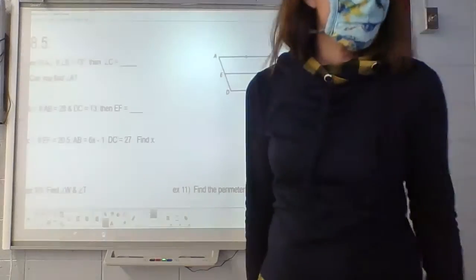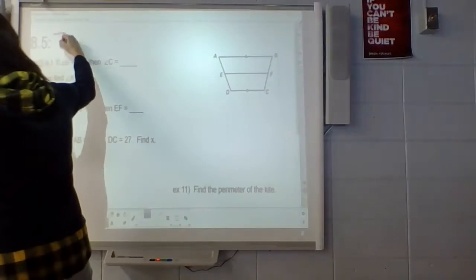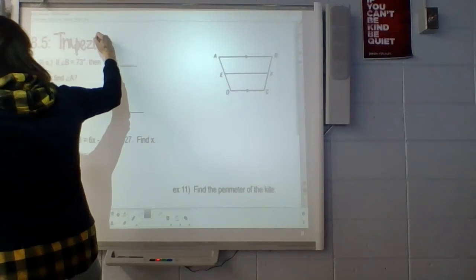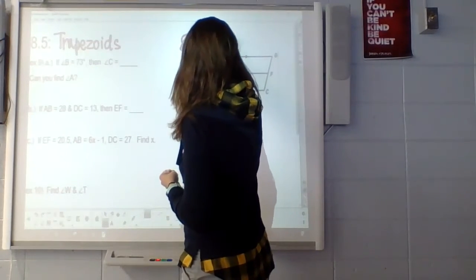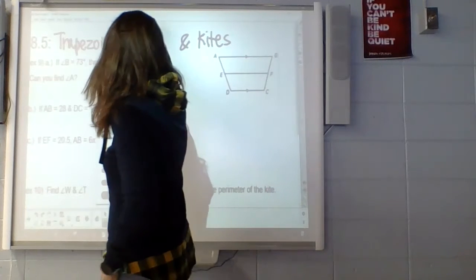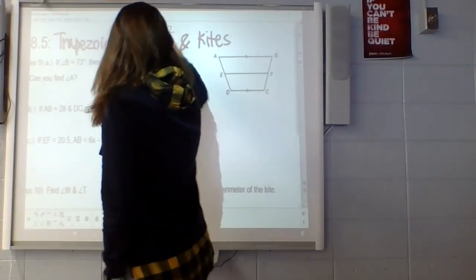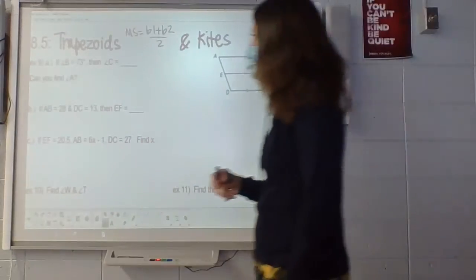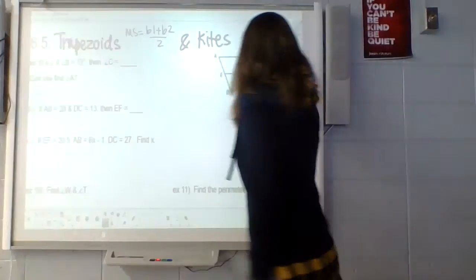Then in 8.5, we talked about our kites and trapezoids. In trapezoids, I'm going to throw in our little formula. The mid-segment is B1 plus B2 divided by 2. Don't forget about that rule that shows up there. Alright, so they give us this drawing here, and they tell us B is 73.